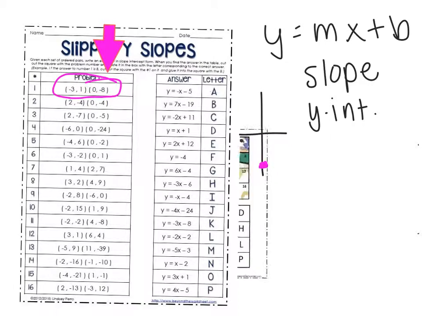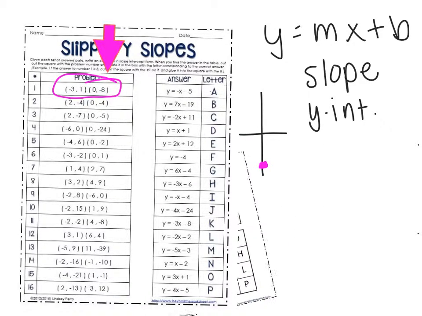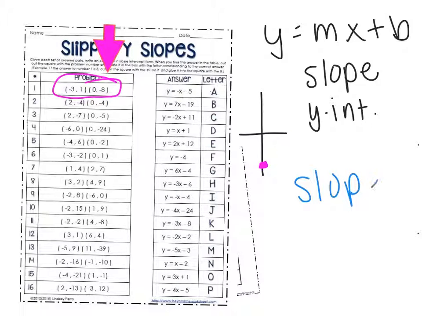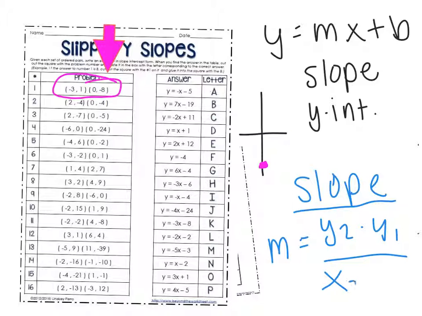Does anybody remember what the slope formula is? All right, the slope formula, say slope, is m = (y2 - y1) / (x2 - x1). Okay, so we can take our 2 points, plug them into the slope formula, and find the slope.